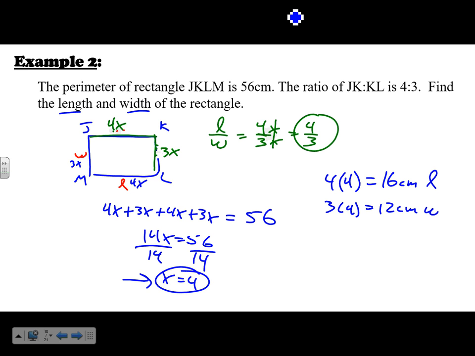And honestly, if you mix those around and said the length was 12 and the width was 16, that's fine. And ultimately, if you want to check your work really quickly, the ratio has to be 4:3. So if you do 16 over 12, if you reduce that, that's got to be 4:3. That's the whole idea.